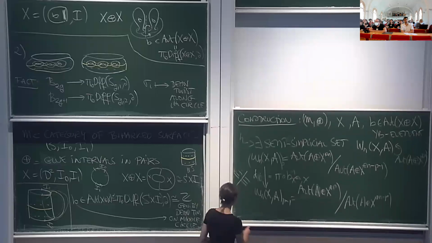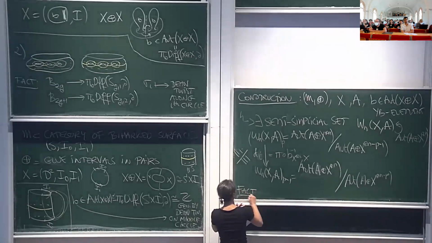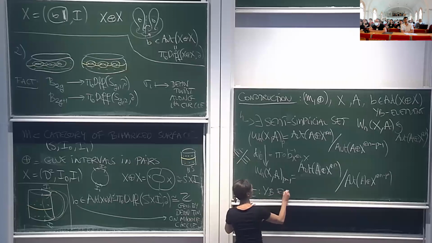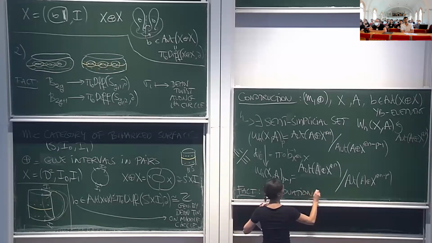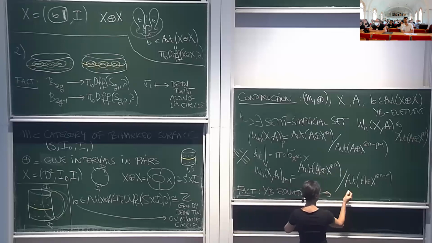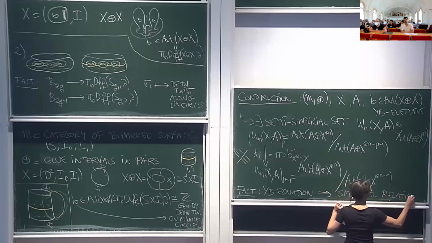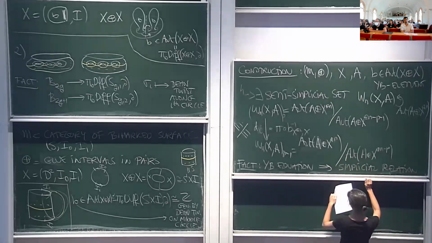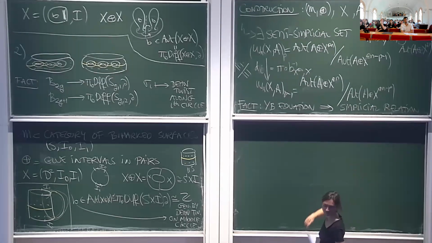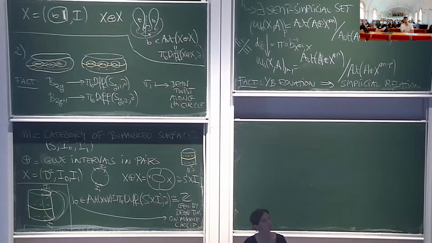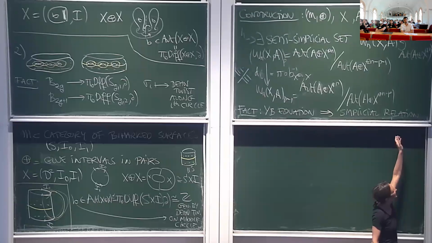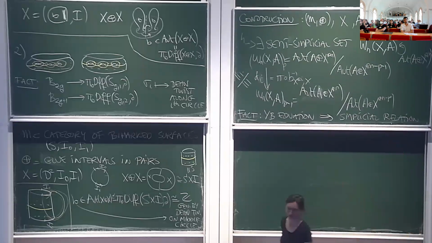And here's a little fact: the Yang Baxter equation for b implies that this is simplicial. It implies the simplicial relation. I was going to draw the picture, but I think the picture is going to take too long. There's a very nice picture you can draw.